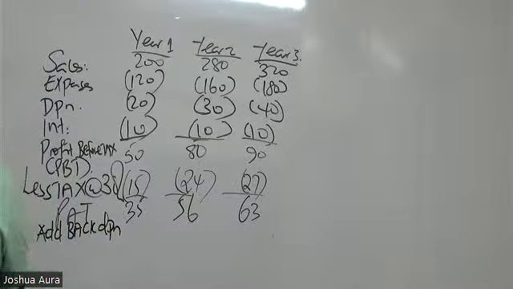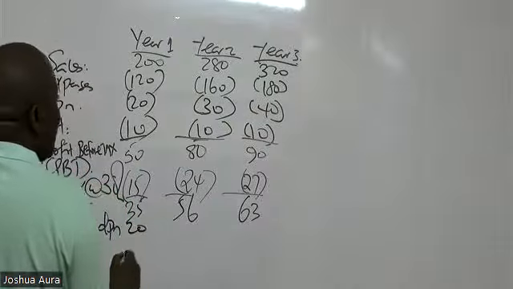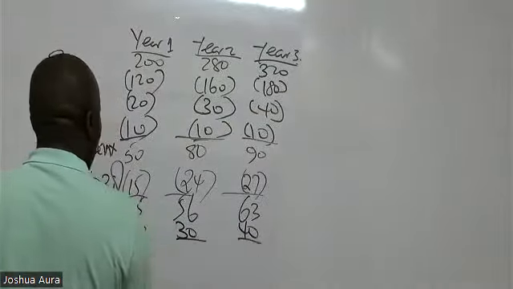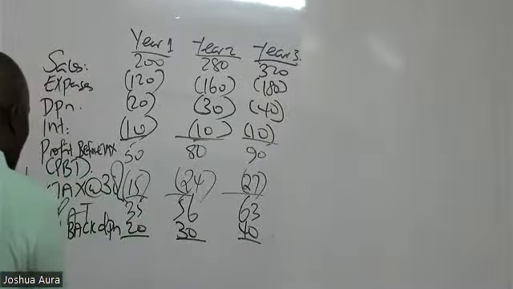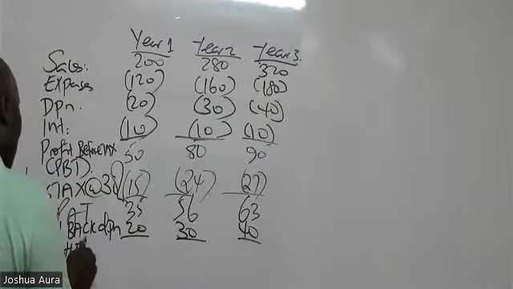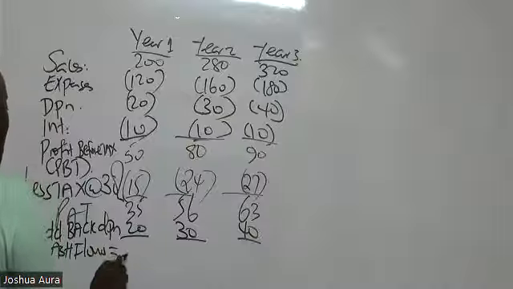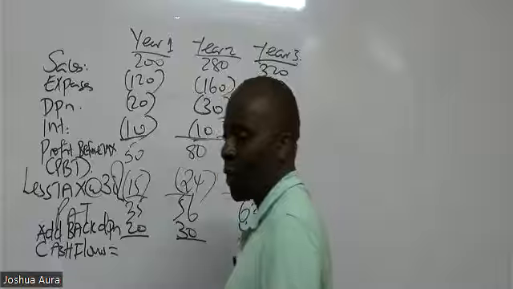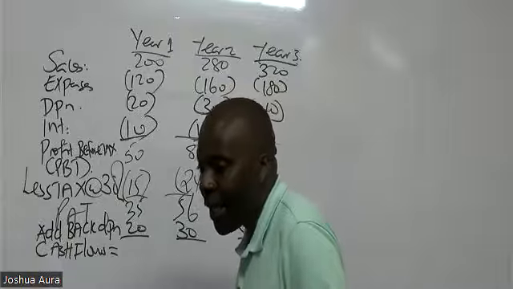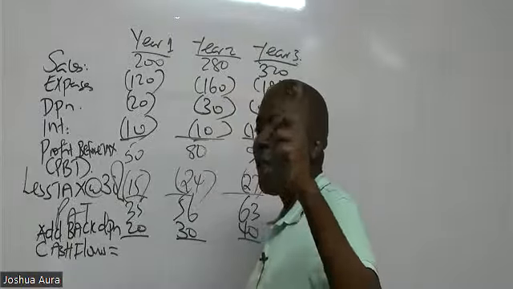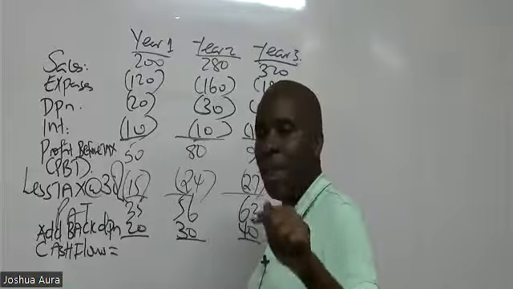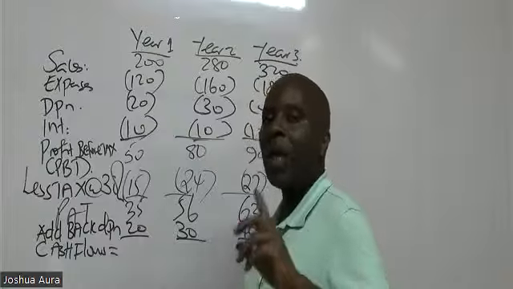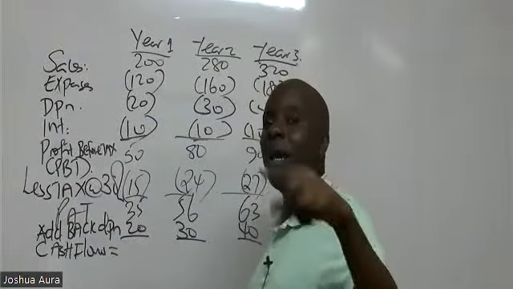So depreciation, here it is 20, here 30, here 40. You add back depreciation for you to be able to get our operational cash flows. So yes, it's very okay to use the interest tax shield instead of adding back. But for me, I'm the old school type. I'll always prefer adding back depreciation.